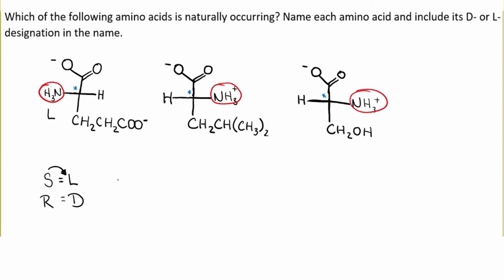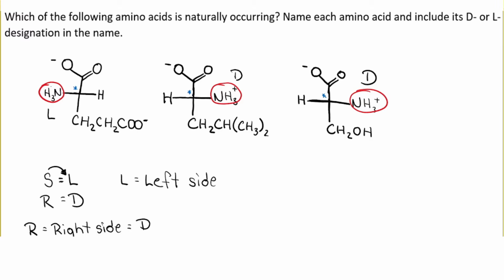I always remembered L equals left side. But you have to make sure that this carboxylic acid group is on the top and the R group is on the bottom. Now looking at this next one, we know it's going to be D because it's on the right side. One way I remembered the S and R configuration: if it's on the right side, then it equals R, and that equals D. So this one is D.